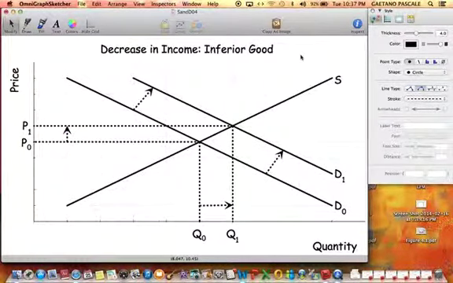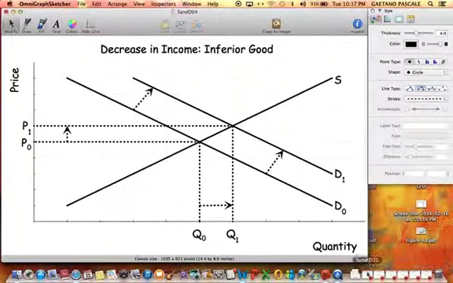So those first 4 slides that I went through, I just went through all the different variations that can occur with income. And remember, with income, you have to make sure that you know what happens when it is an inferior good versus a normal good. So make sure you don't get those two confused because demand curves shift in opposite directions in those different instances.